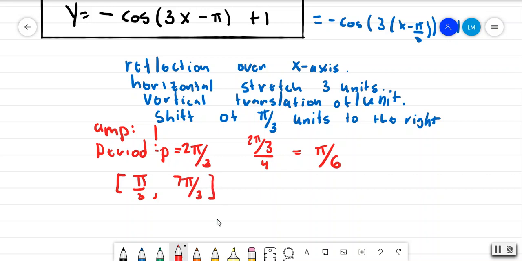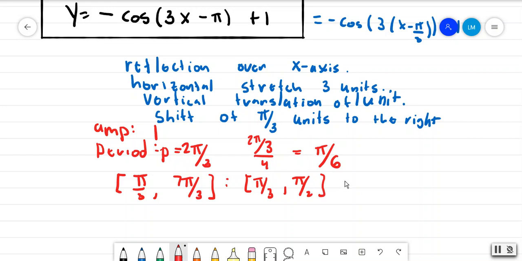Now, it's up to you whether you prefer doing the shift changes from pi over 3 by pi over 6 and so on, or you would rather just find the midpoints and go from there. It's really just preference. But if we think about it, pi over 3 plus pi over 6 is going to be pi over 2. So it's going to go from pi over 3 to pi over 2.